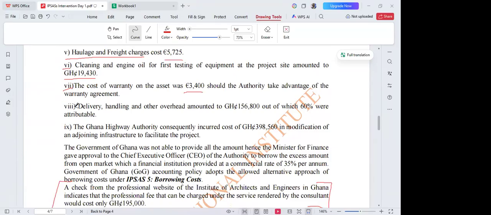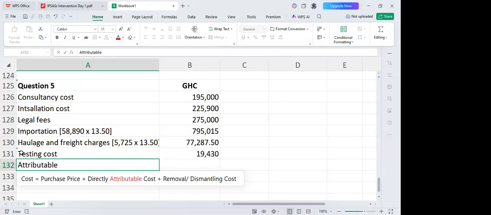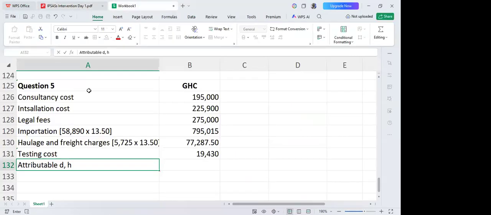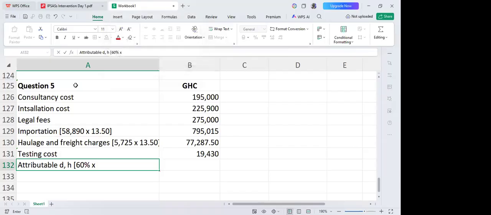Yeah. We move to VIII. Delivery, handling, and other overhead amounted to 156,800, out of which 60% were attributable. So you can see clearly they have told you the parts, there is some aspect of it that's attributable. So the attributable one is the one we are going to account for. Delivery, handling, and other equipment. So that one is 60%. We'll pick 60% of it and then multiply by 156,800.